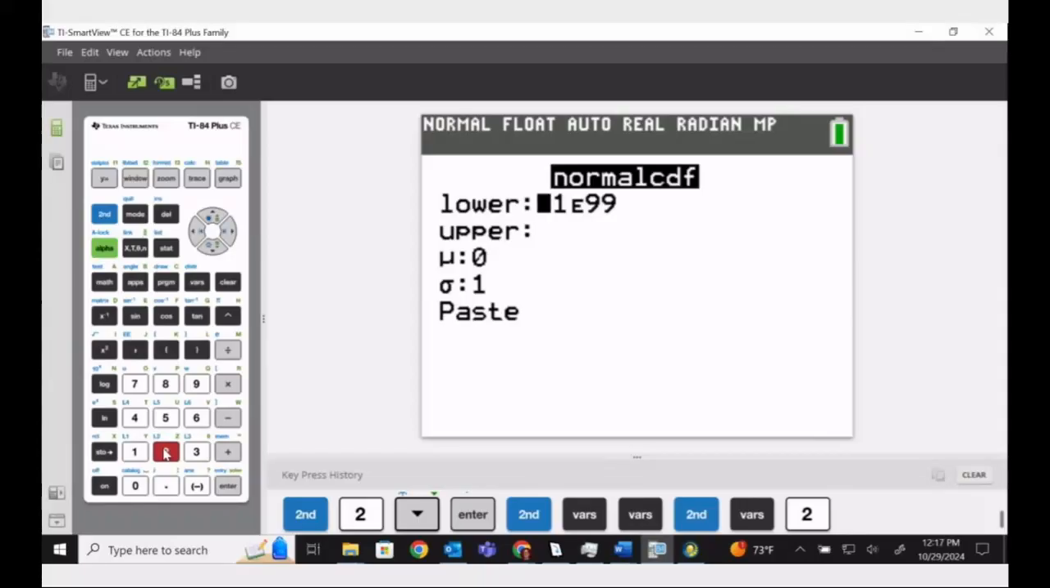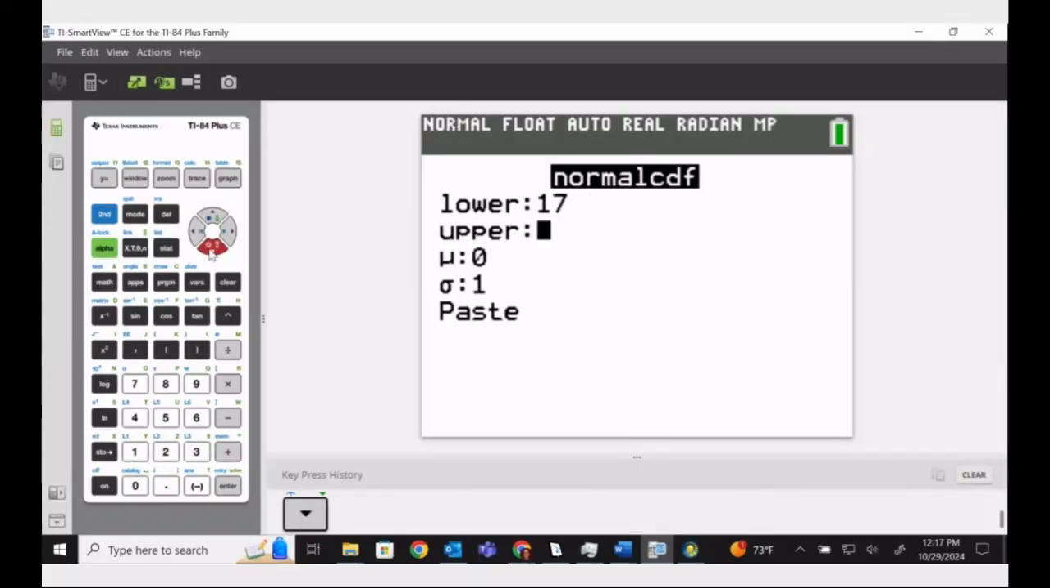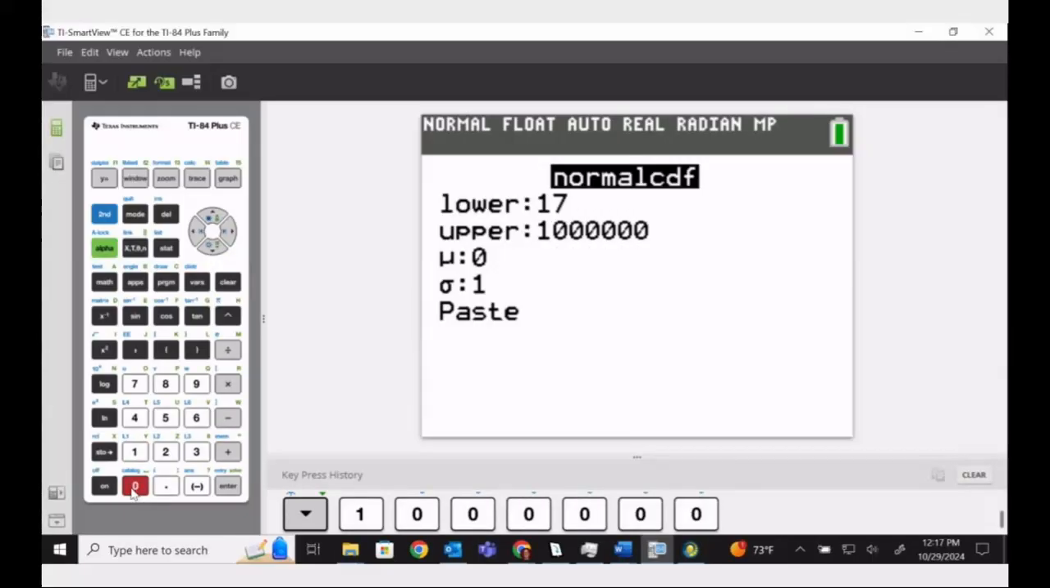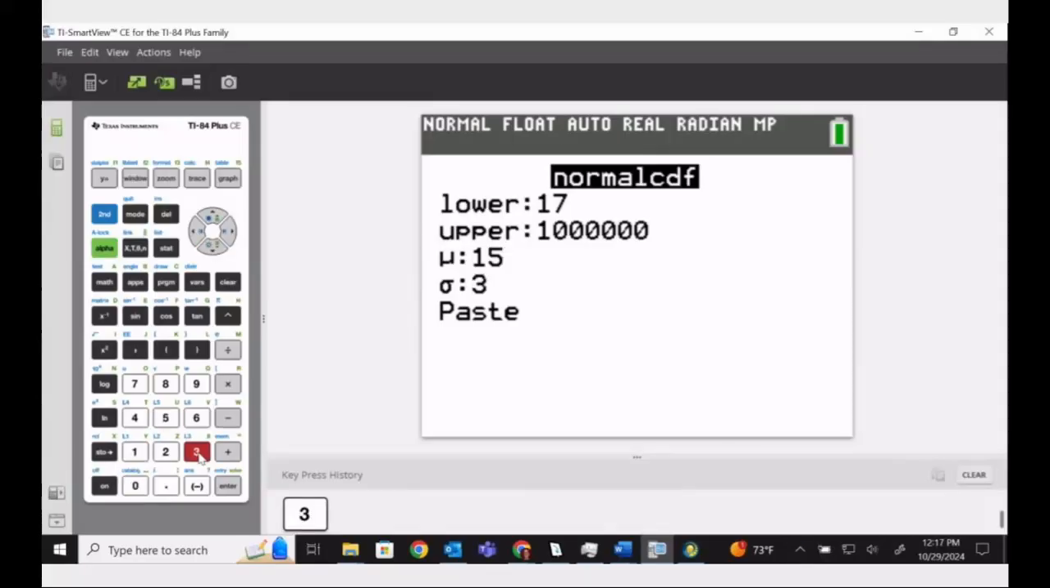This is where we put in our lower and upper boundaries. If you're using the app on the phone, you just have to enter the numbers with commas in between. We said our lower boundary was 17. Our upper boundary, we went with something stupidly enormous. So we had 1 million. Then our mean of 15 and our standard deviation of 3. And then you want to paste that in. Hit enter.